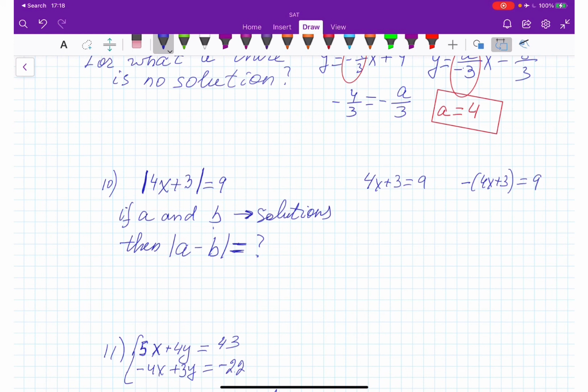Okay, let's solve for x. So one will be a, one will be b. So 4x here is equal to 6, x is equal to 6 over 4. We reduce by 2, it's going to be 1 and 1/2. Yes? Next one. So we have negative 4x minus 3 is equal to 9. So negative 4x is equal to plus 3, it's going to be 12. X is equal to negative 3.